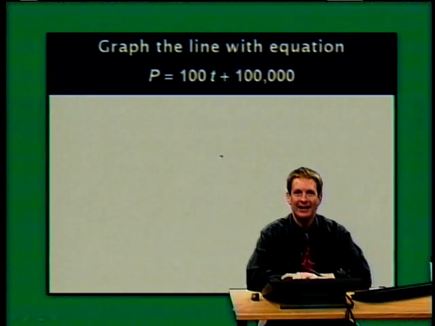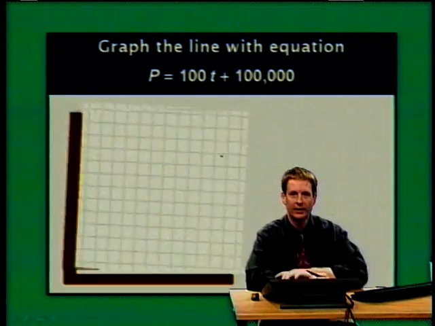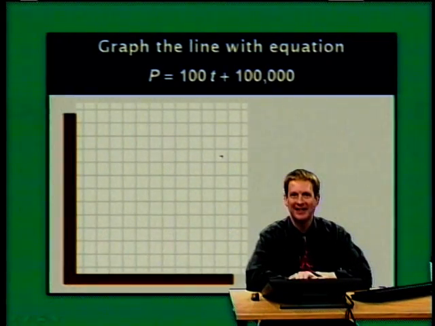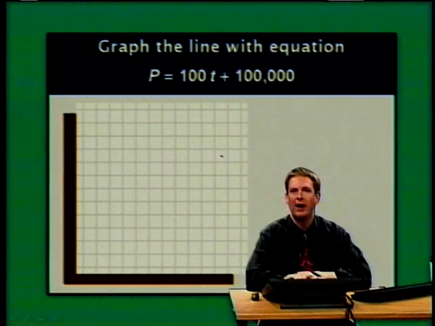Now I want to talk about the issue of broken scales, which probably isn't what you think I'm going to be talking about. Let's graph the line with the equation P equals 100t plus 100,000. Well, let's begin by giving ourselves some graph paper. Let's also begin by talking about something that there's just no way we're going to be able to do.